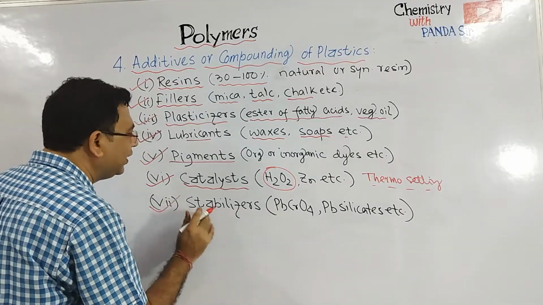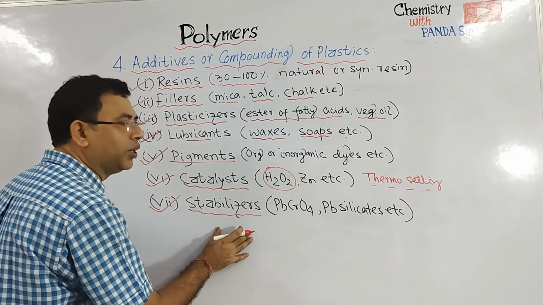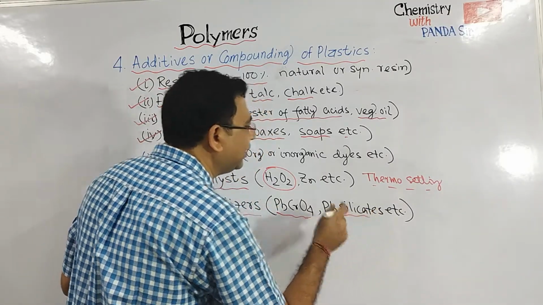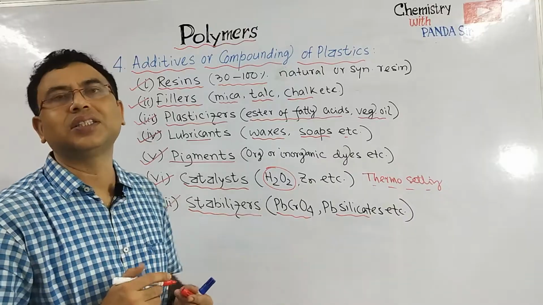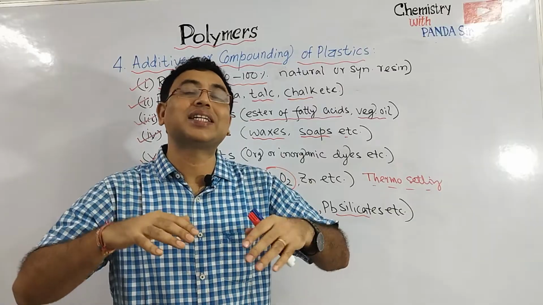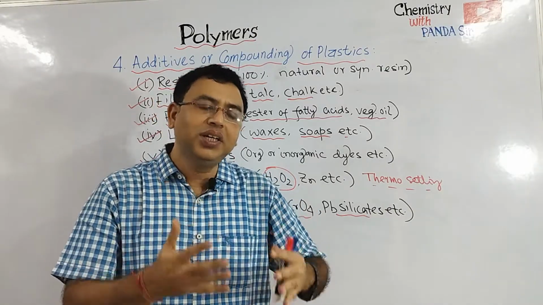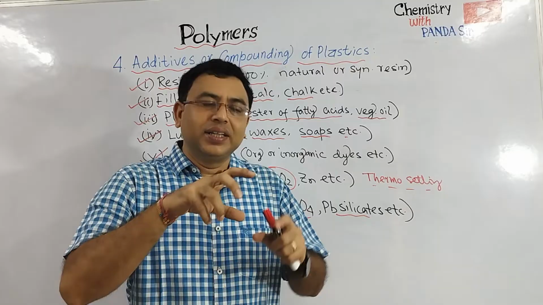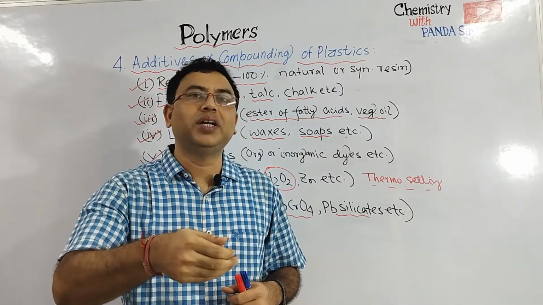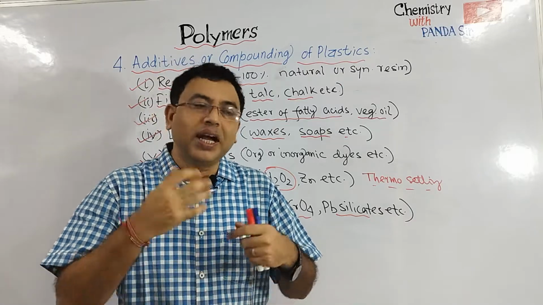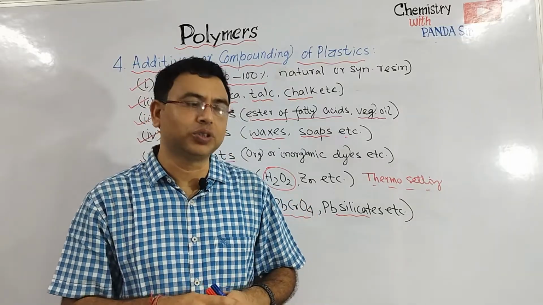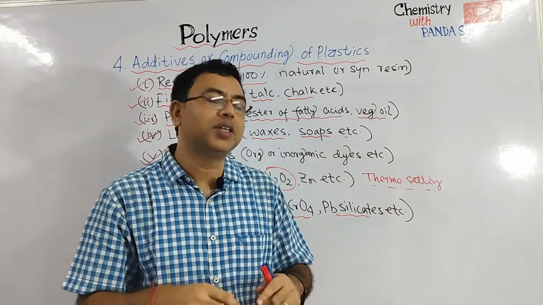And the last one is the stabilizer. I think this is the most important. As stabilizers we can use lead chromate, lead silicate, this kind of stuff. Why the stabilizer? From the name you can understand, a stabilizer means something which can stabilize. Now what is the need of stability? I said that for molding we need to melt the polymer. Now polymer in the liquid state is very reactive to atmospheric oxygen. What will happen if it reacts with the atmospheric oxygen? Either it will degrade or it will change color.